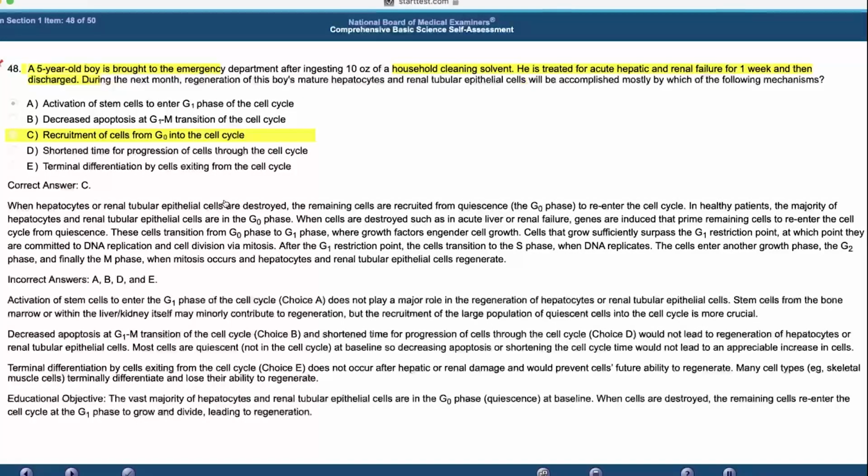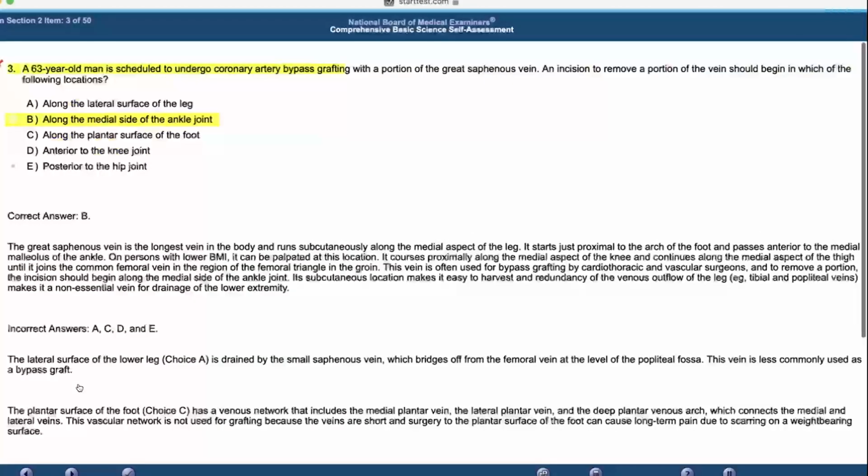This one, I knew the great saphenous vein was up in the thigh, so I picked something closer to the thigh than any of these other ones. But I get it's just anatomy. It's on the medial side of the leg, so the medial side of the ankle joint would also get you to the great saphenous vein.